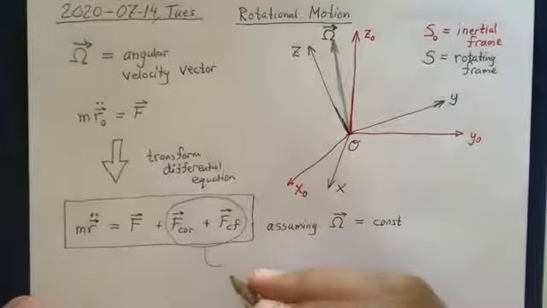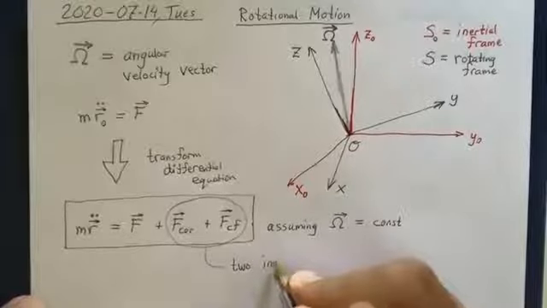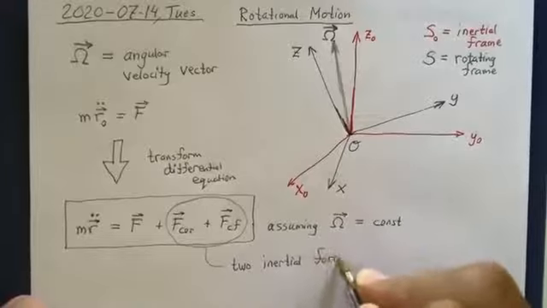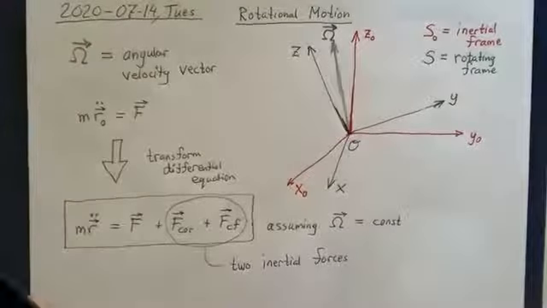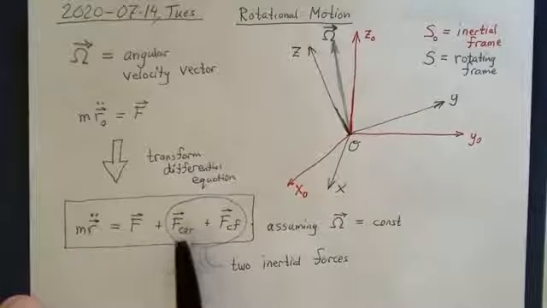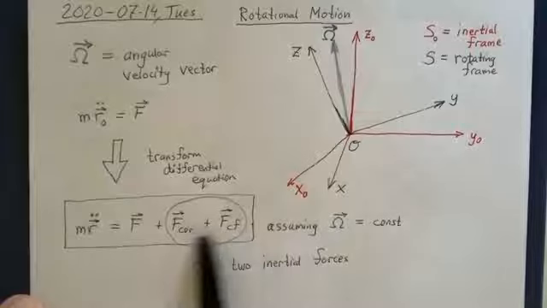Okay, having said that, let's observe we now have two inertial forces. Two, and they're very distinct. Okay, they are distinct. We're going to talk about these both in detail. The Coriolis force depends on the velocity of the particle. The centrifugal force is independent of the velocity, so they're certainly distinct.